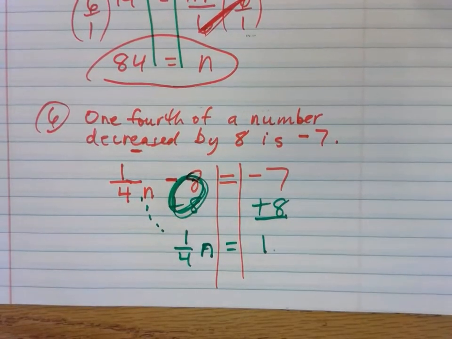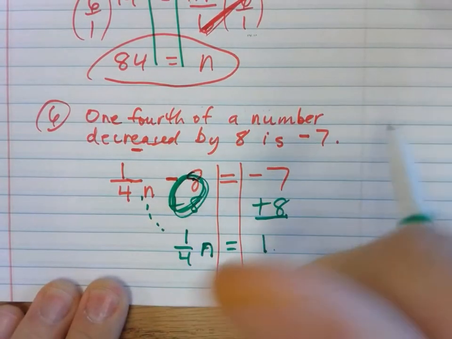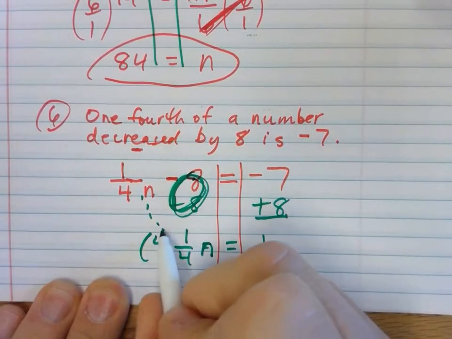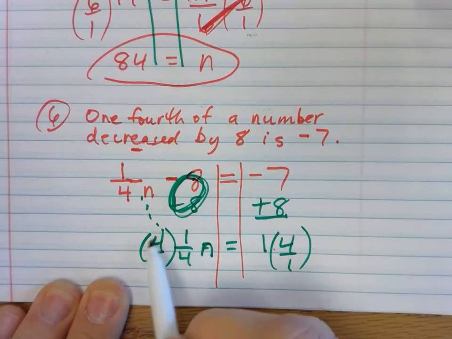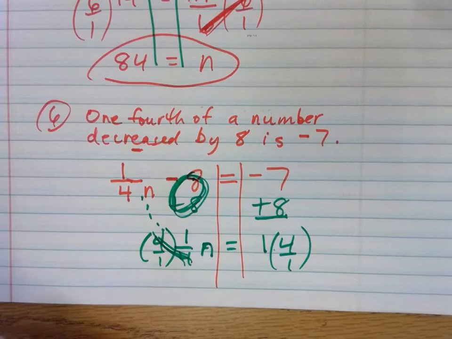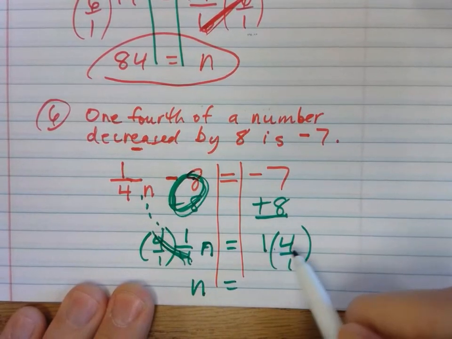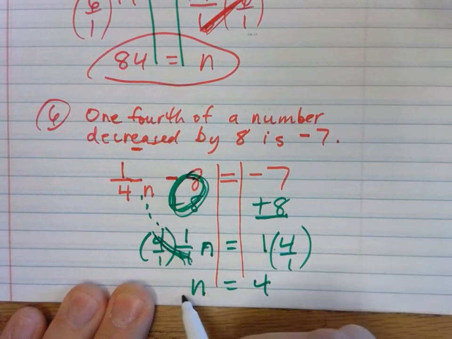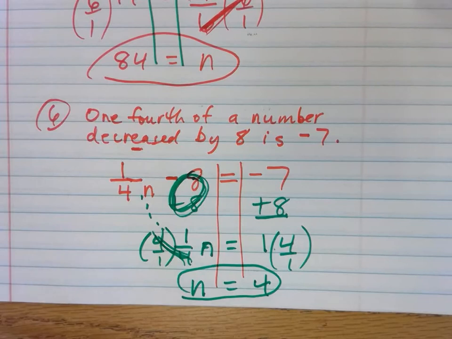Now again, I got to multiply by my reciprocal here to cancel that out. So if you take 1/4 and flip it over, that would be 4 over 1, which means I've got to multiply by 4 over 1 over here. These 4's cancel out. Of course, 4 divided by 4 is 1. And that leaves me with just n. And 1 times 4 on that side leaves me with n is 4. Okay? So, that's how that works.